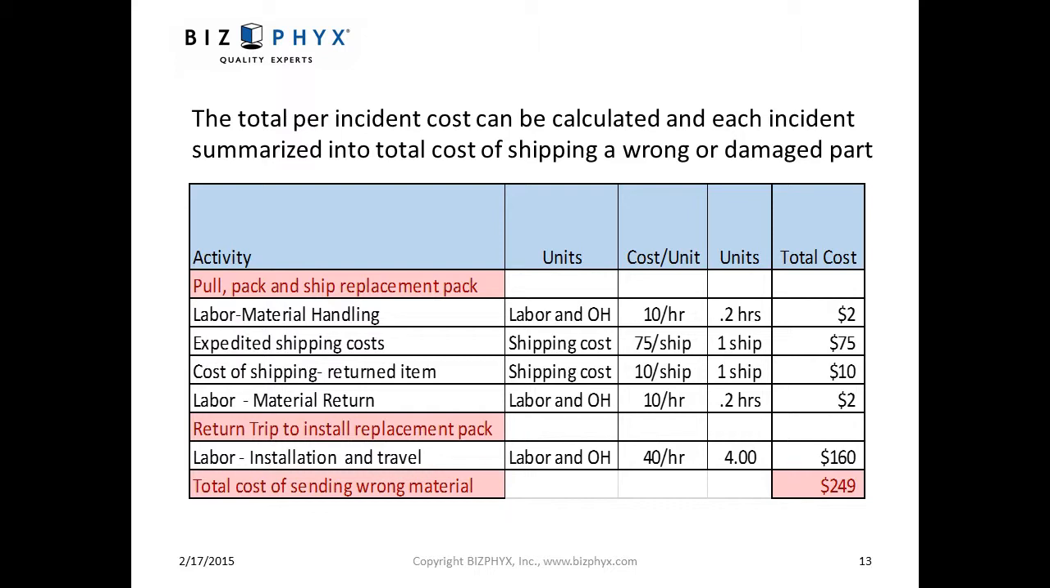We also can estimate how long it actually takes to process a return and to process the expediting. So you can see there's 0.2 hours, 4 hours for the actual truckload. We can come up with the total cost per incident of $250 approximately. Now, we're not really worried about the specific minutes or fractions of a minute or fractions of a dollar. Let's estimate that $250 and go forward with that.